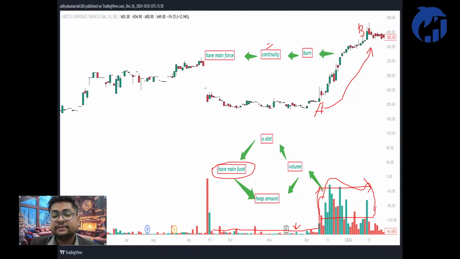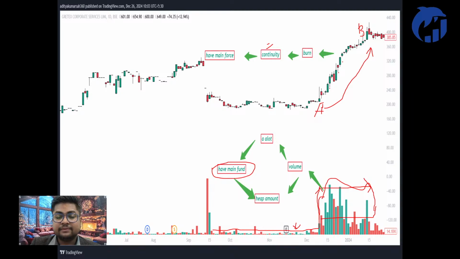continuity. The continuity we have talked about is created when there is a continuous increase. It is continuously increasing, and it shows the presence of main funds. And if we talk in terms of cost and positioning size, we can confirm the presence of main funds. So this is the point we were talking about.